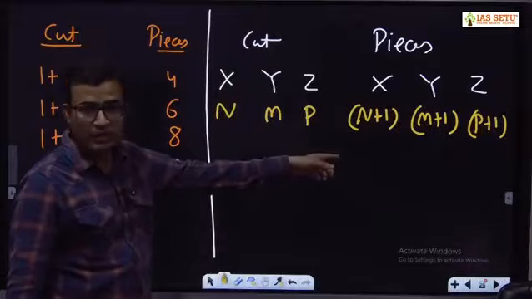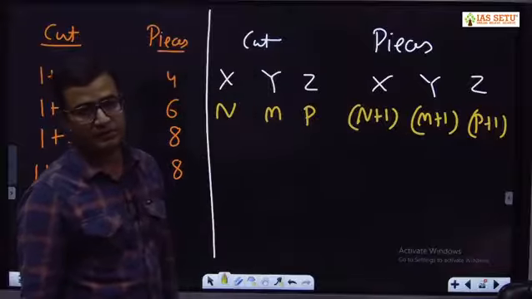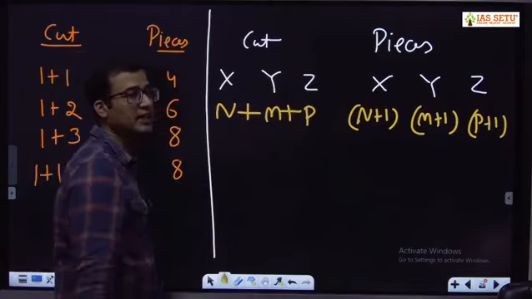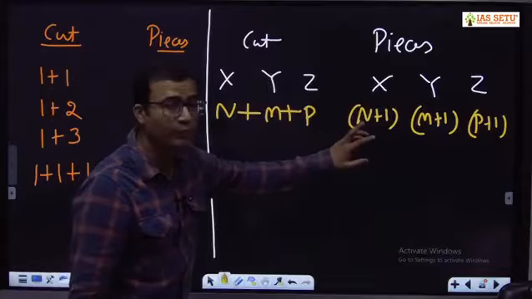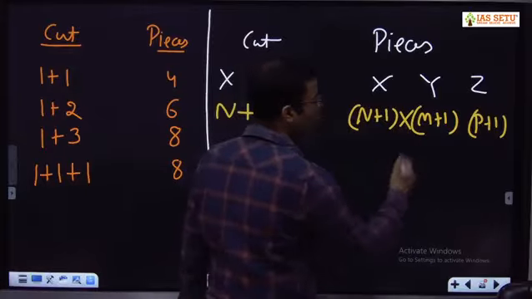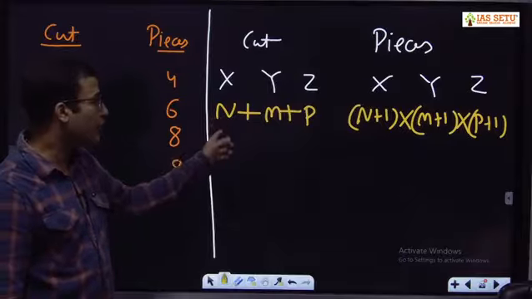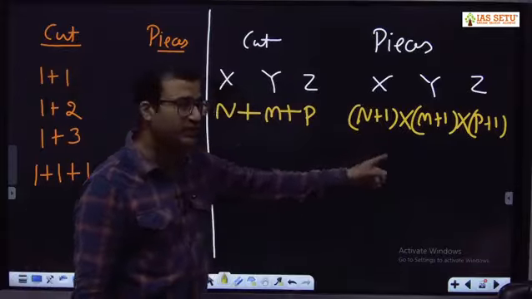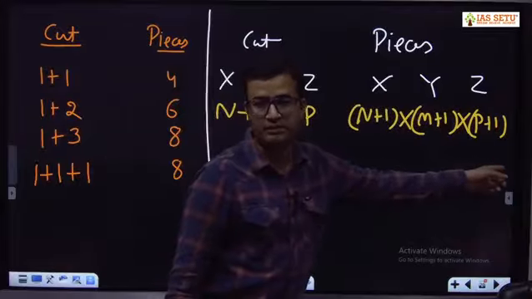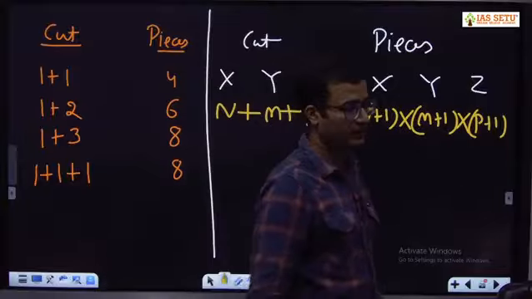n cuts give n plus 1 pieces, m cuts give m plus 1 pieces, p cuts give p plus 1 pieces. And the rule is, for number of cuts we always add: n plus m plus p. And for number of pieces we always multiply. Total number of pieces will be (n plus 1) into (m plus 1) into (p plus 1).